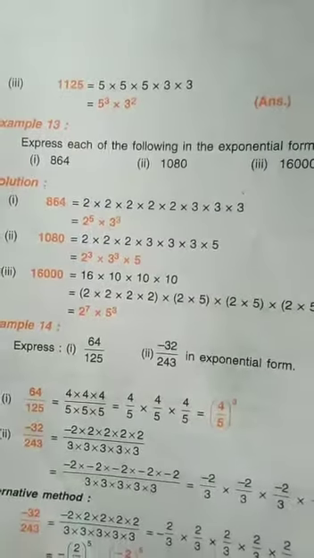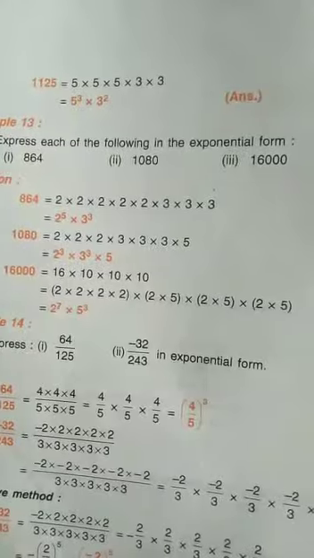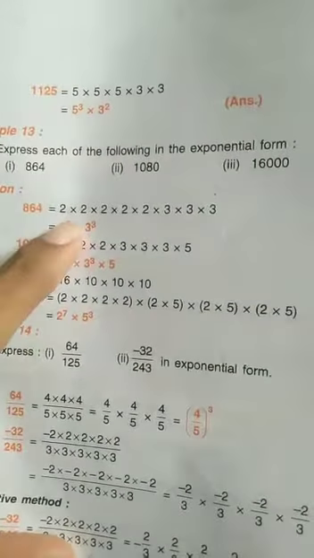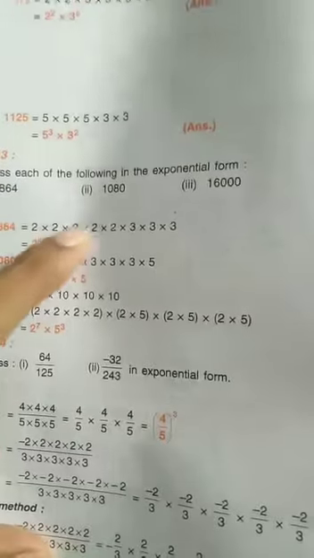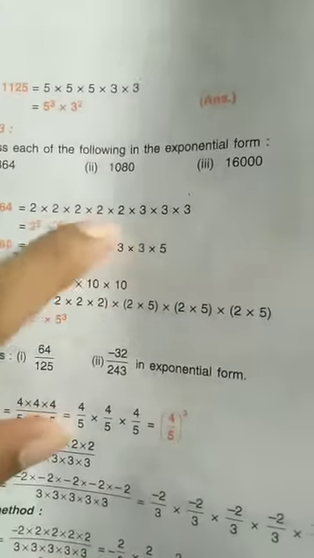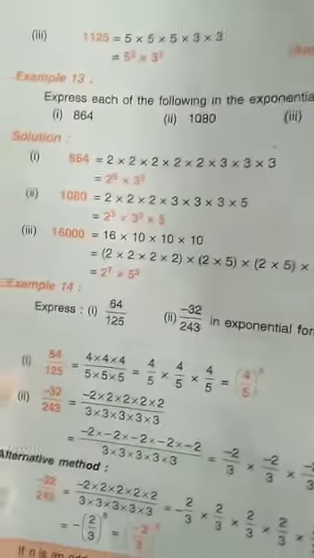So example 13, express each of the following in exponential form. 864. So we need to factorize it. So if we factorize it, then we will get 2 into 2 into 2 into 2 into 2 into 3 into 3 into 3. That means 2 to the power 5 into 3 to the power 3. This will be the answer, right?